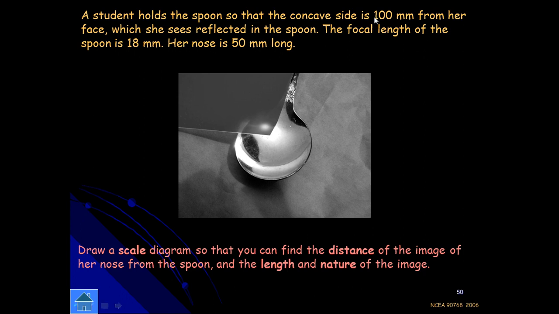So let's have a look at the key information. The concave side is from her face, which she sees reflected in the spoon. The focal length of the spoon is 18 millimeters and her nose is 50 millimeters long. Draw a scale diagram so you can find the distance of the image. So let's go straight to the answer.